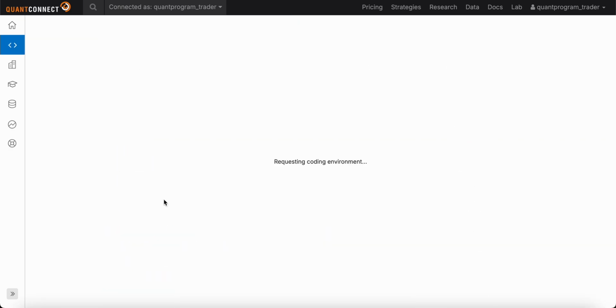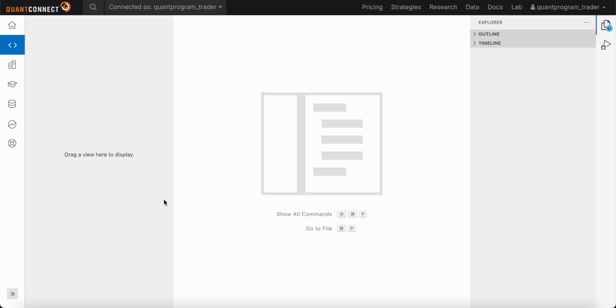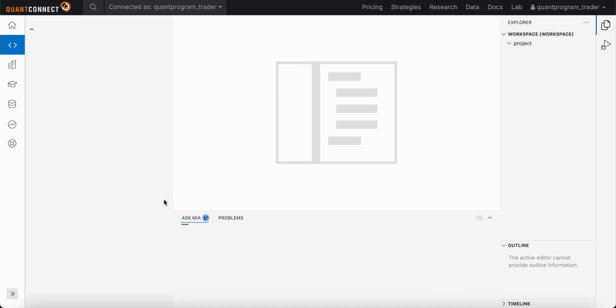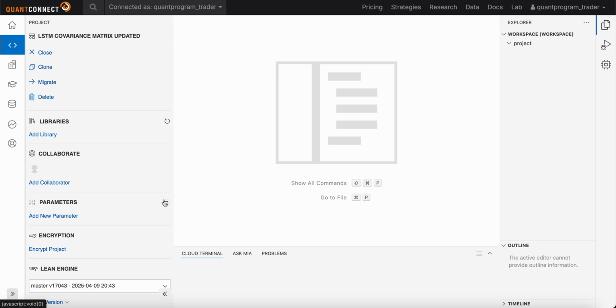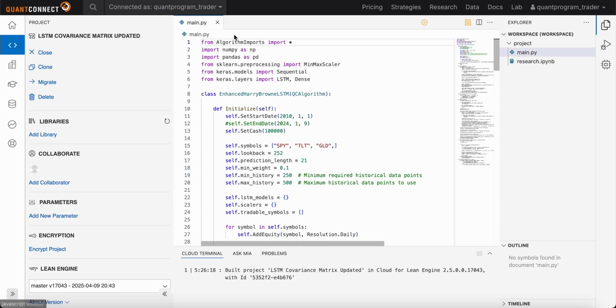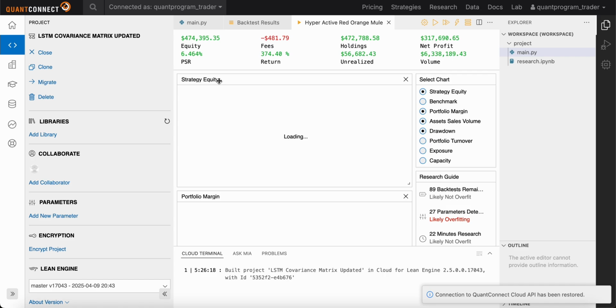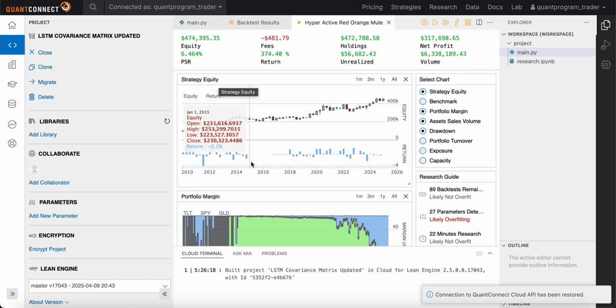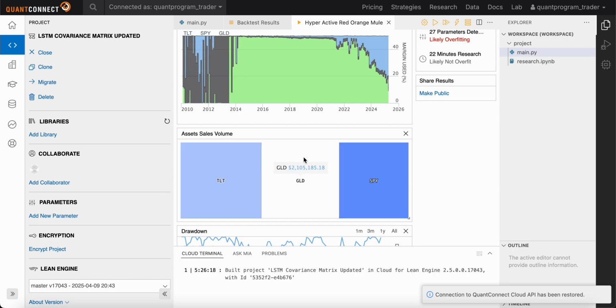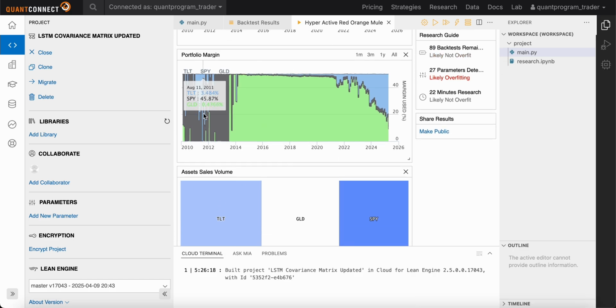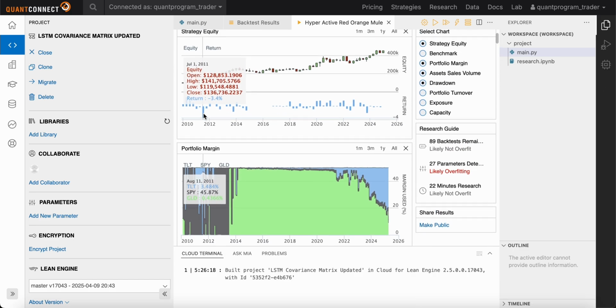LSTM covariance. It's a long short-term memory neural network with the Markowitz portfolio and covariance model updated on this strategy. So this basically trades SPY, GLD, and TLT at all times. And I'll just get the results in here. Basically what this strategy does is reallocate the money to SPY, gold, and TLT, based on the different market environments and based on the training data set.